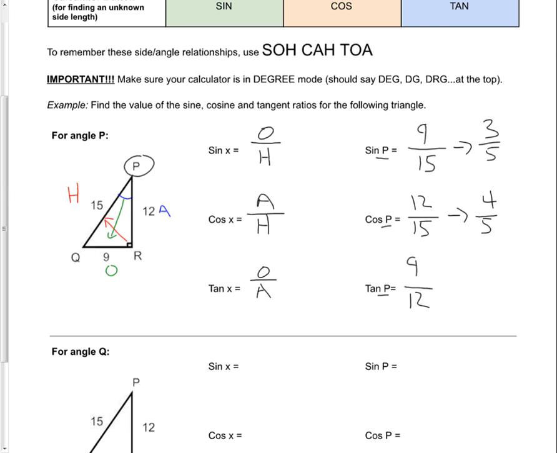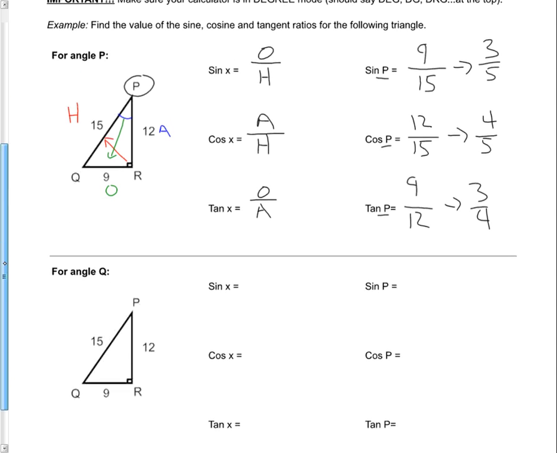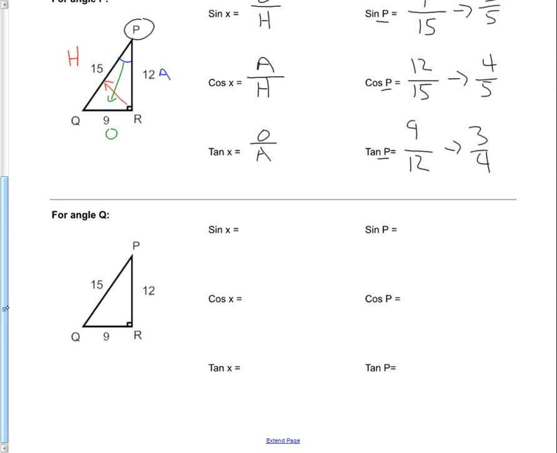And same thing with tan of P. It's equal to 9 over 12. 9 over 12 in lowest terms, again, both those numbers can be equally divided by 3. That'll give us 3 over 4. Okay, so in this instance, we are able to identify what the ratios are between those different side lengths. If we look down a little further, we've got a second example that does much the same thing.